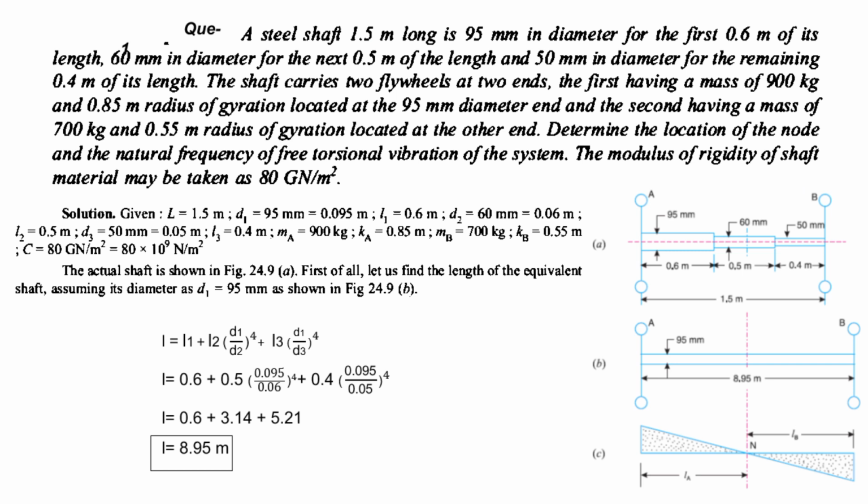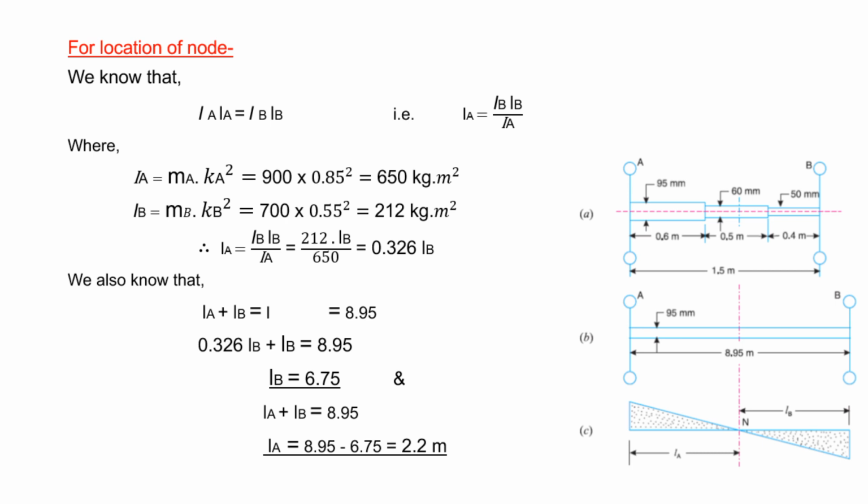After finding this length, we will first find the node point position, that is length LA and LB. Assume length LA from the node point to A disk, and from the node point to B disk assume distance as LB. Then for the location of this node, we know that IA LA is equal to IB LB. Then find the values of IA and IB and put them in that equation, where IA is equal to MA KA square. Put the value of mass of disk A and radius of gyration of disk A in meter. We will get the value of I in kg meter square. For disk A it is 650 kg meter square.